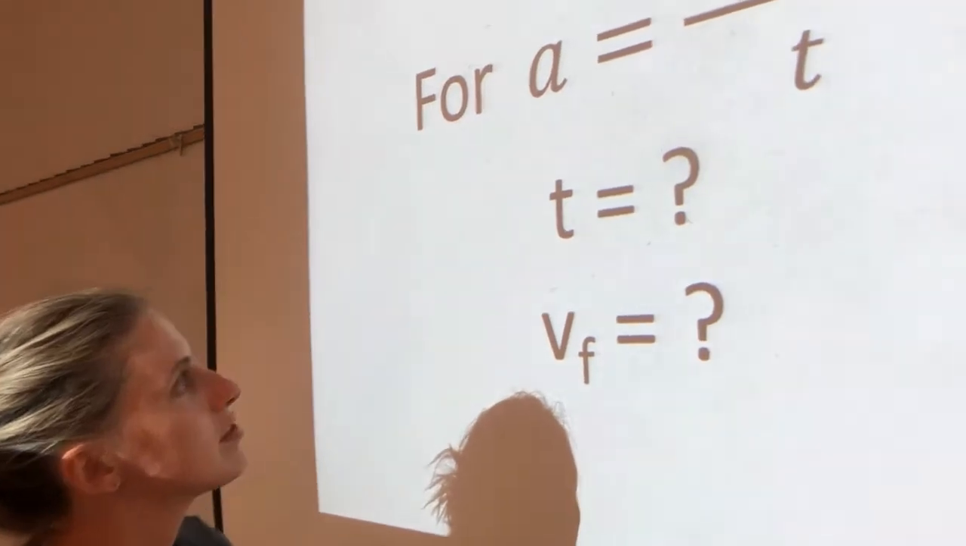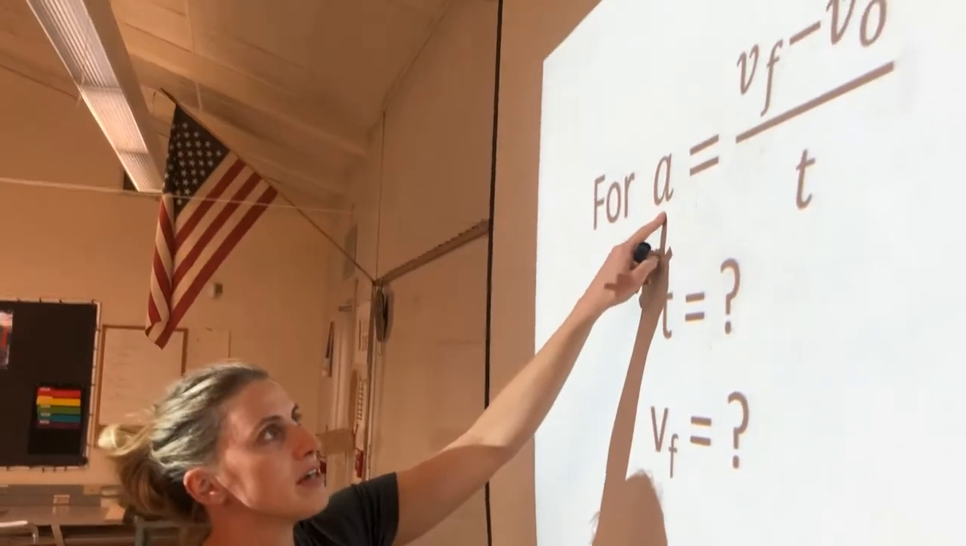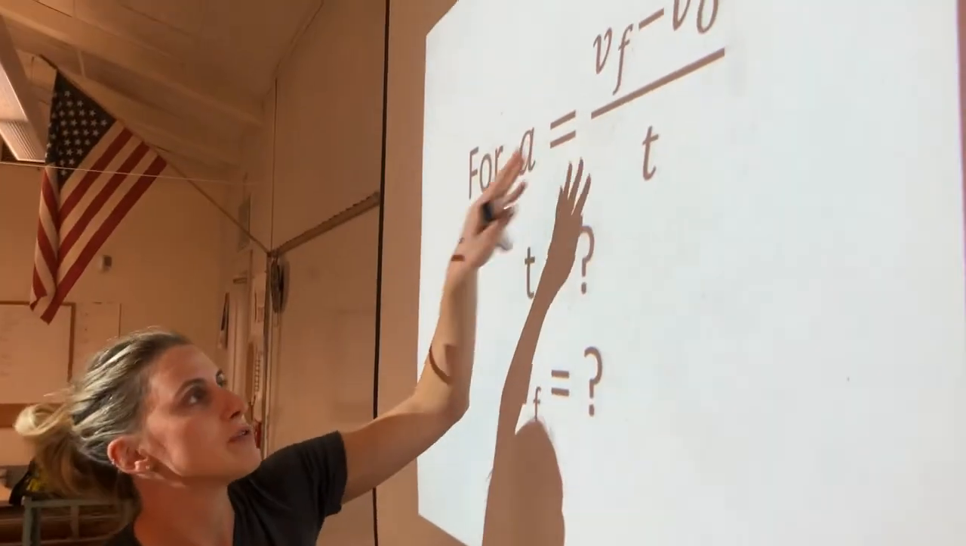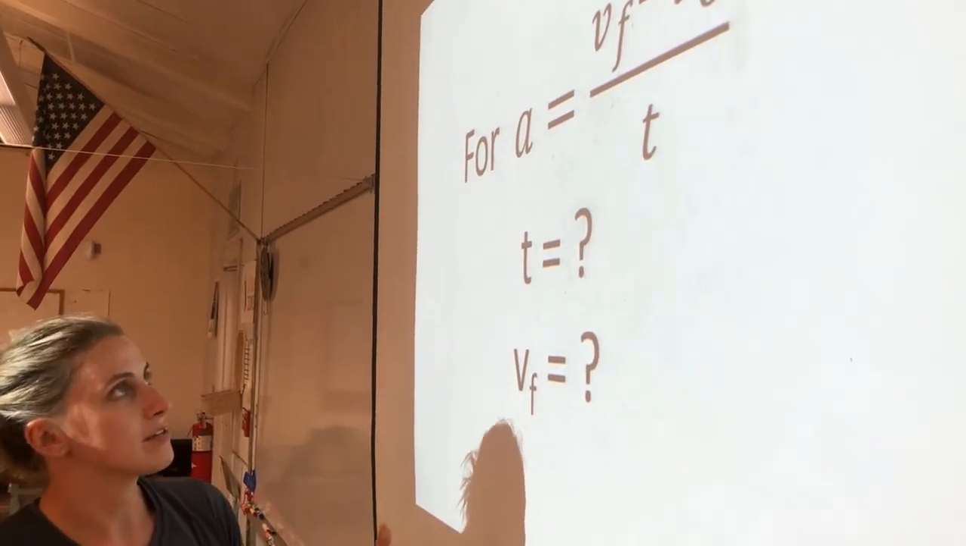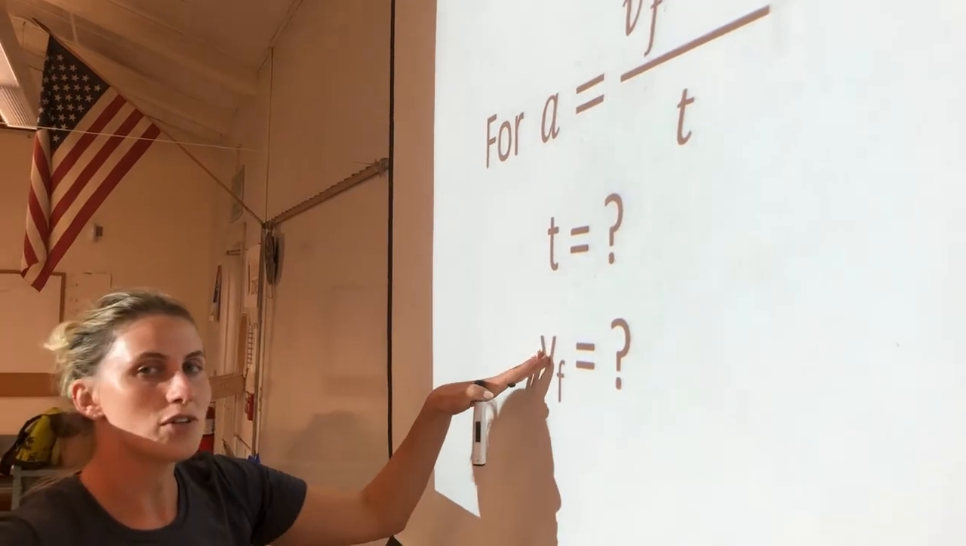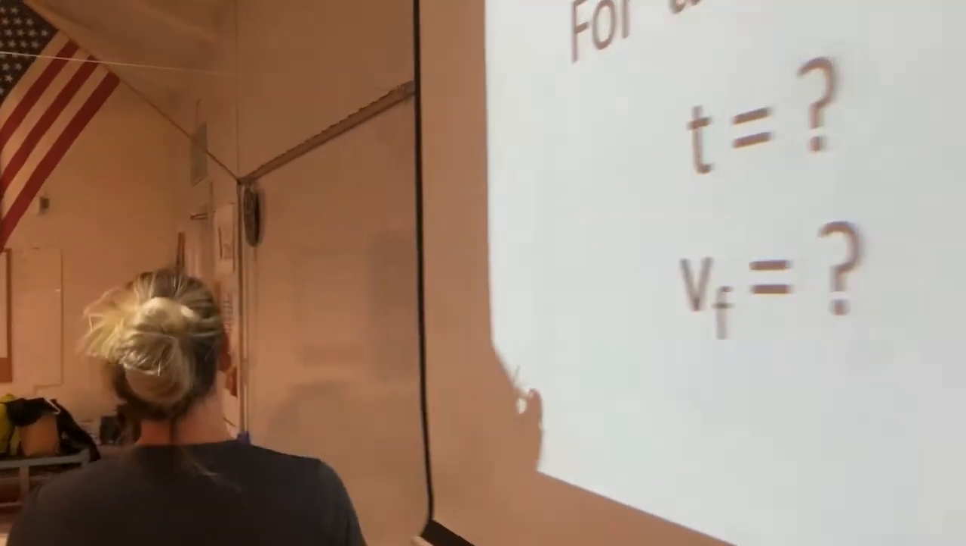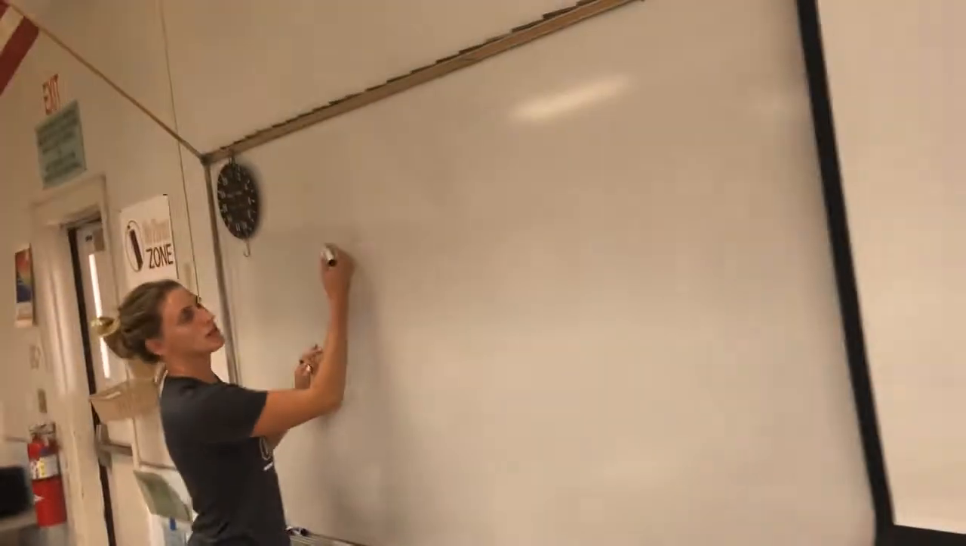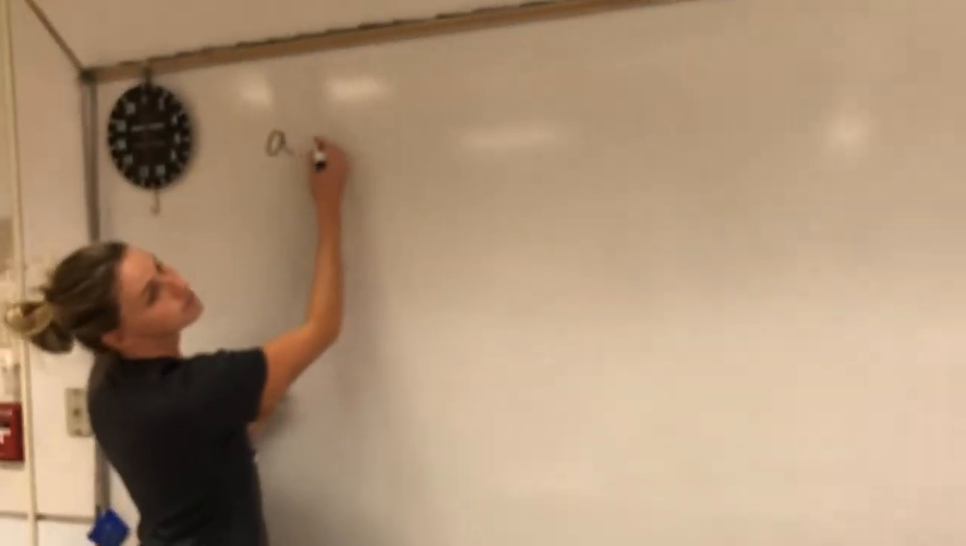So what I want you to understand is that this is simply a relationship between all of these variables, and what we're going to do now is practice solving for t, for time, and final velocity, just to show you that we can do it. So here we go. I'm going to start by just writing out my equation.